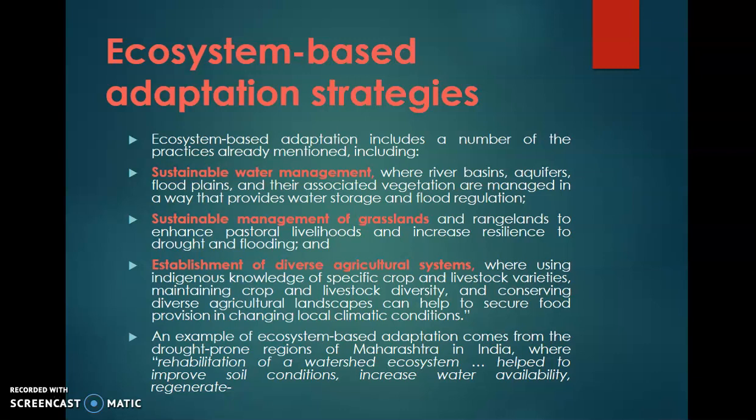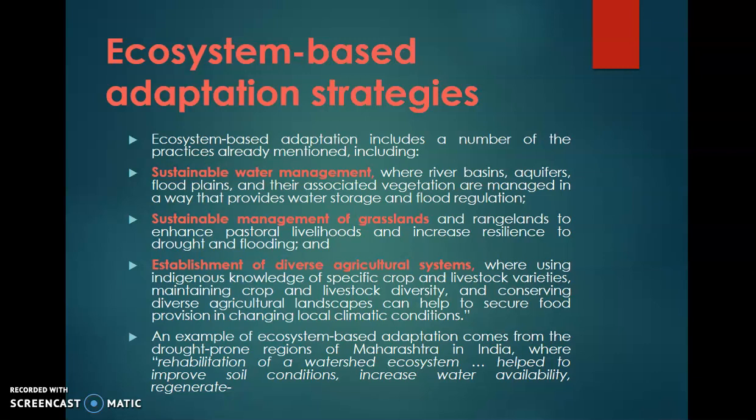Then, establishment of diverse agriculture system is, we are using indigenous knowledge of specific crop and livestock varieties, maintaining crop and livestock diversity, and conserving diverse agricultural landscape can help to secure food provision under changing local climate conditions.